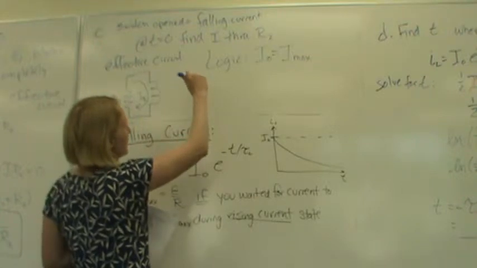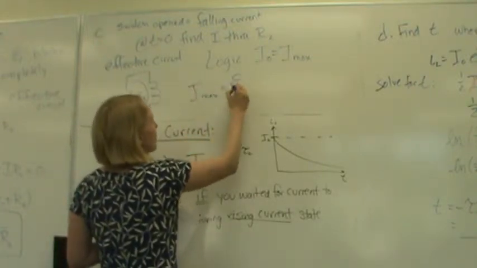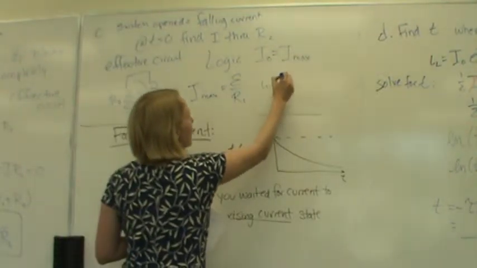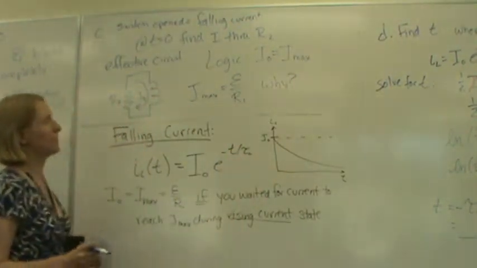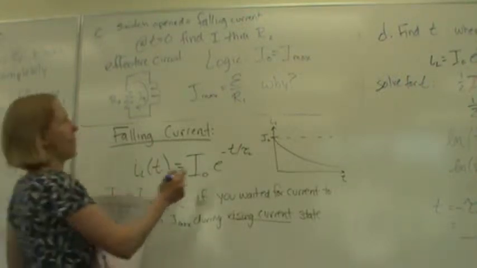Someone want to tell me why? So I max equals E over R1, because R2 wasn't in the circuit when it was charging. After time equals 0, it was just this loop. So when it reached maximum current, it had this R1 involved and R2 not involved. And so we're talking about immediately after that?